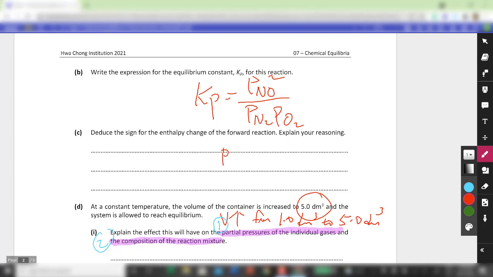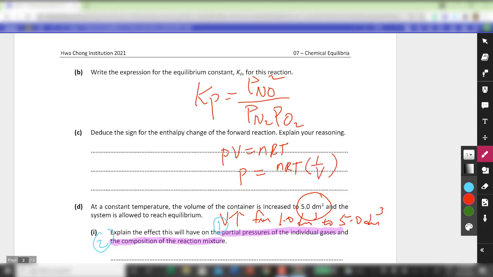We know that for an ideal gas, PV equals nRT. That means P equals nRT multiplied by 1 over V. So the pressure is inversely proportional to the volume. In that case, for the partial pressure of individual gases, if the volume increases by 5 times, you expect the partial pressure of all the gases to drop by 5 times. Or you can say their partial pressure will be 1/5 of their original value, if you want to make it clearer.